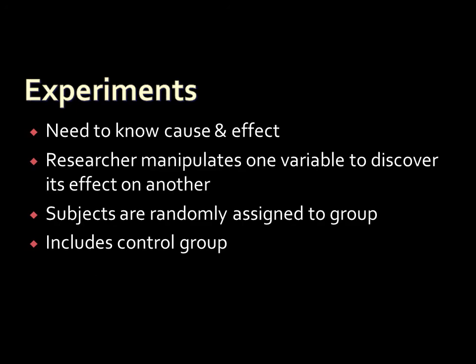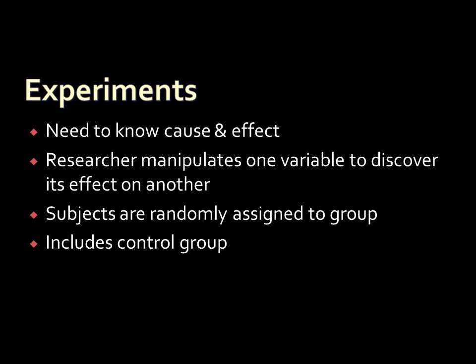Experiments are done when researchers need to know cause and effect. And the experiment is the only type of research that allows you to make conclusions about cause and effect. And for that reason, the experiment is like the gold standard of research design, because all of the descriptive studies don't allow you to make this cause and effect conclusion. And in an experiment, the researcher has a lot of control over who's doing what. And the researcher is going to manipulate one variable to discover its effects on another.